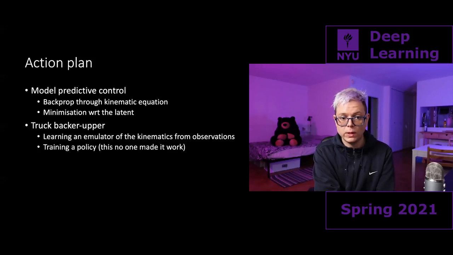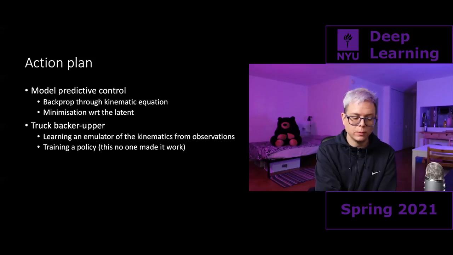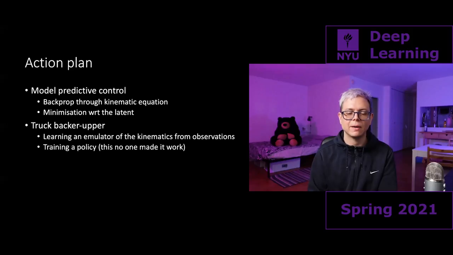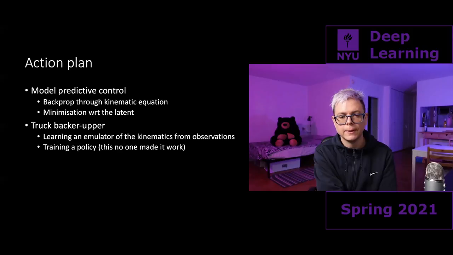Then we saw that we were able to train a policy. Well, I told you we can. I didn't show you it actually working last time. I'll show you the other example. Someone made it work on GitHub.